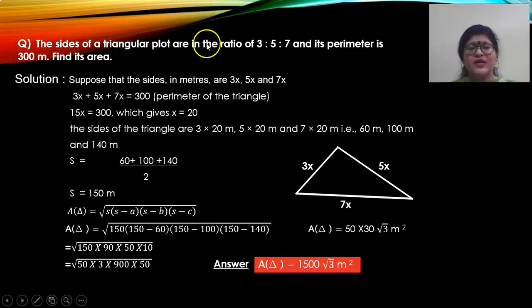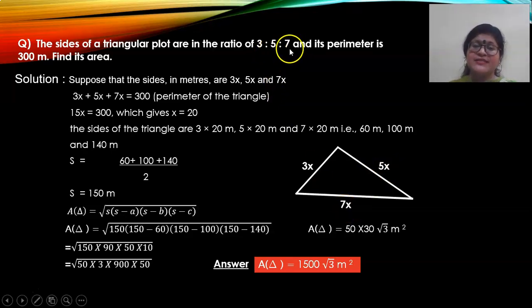The sides of a triangular plot are in the ratio 3:5:7 and its perimeter is 300 meter. You have to find its area. So a triangle is drawn out here. It is not mandatory to draw a triangle. You can even solve this without drawing a triangle.